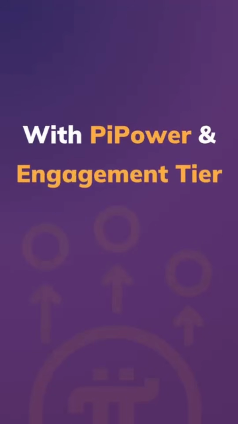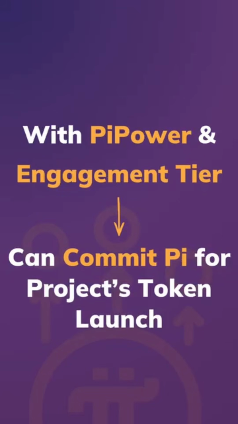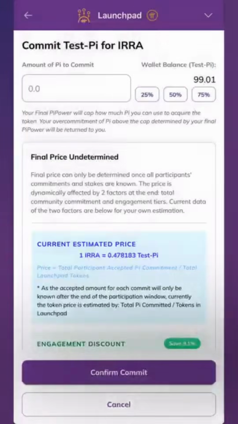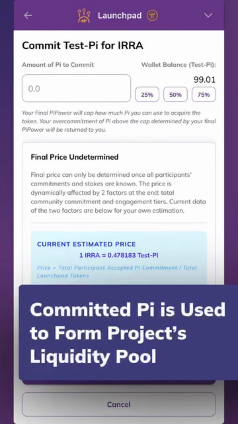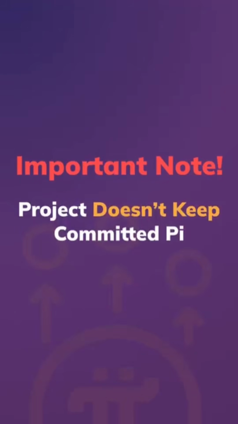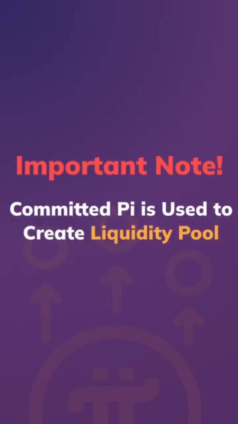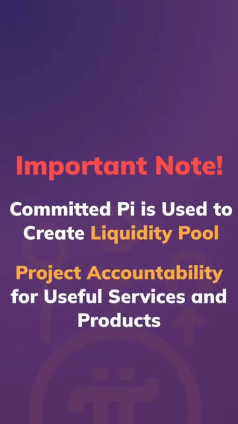With your Pi Power and engagement tier, you can choose how much Pi to commit for the issuing project's token launch. The Pi you commit allows you to acquire tokens at the effective price determined by your engagement tier, and it will be used to form the project's liquidity pool. Important note: in this model, the project team doesn't keep the Pi you commit. In addition to being used to create a liquidity pool, it ensures projects are held accountable for delivering useful services and products to their users.